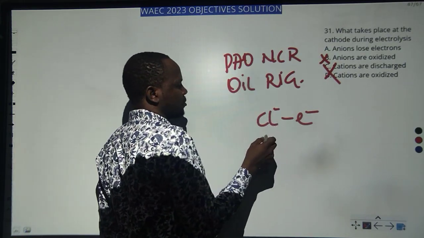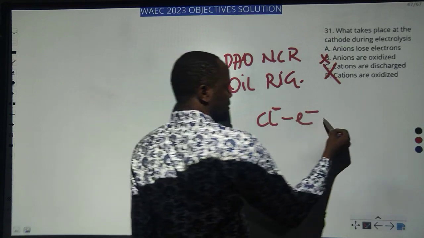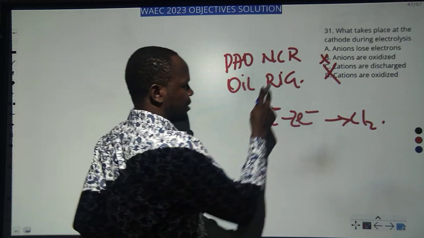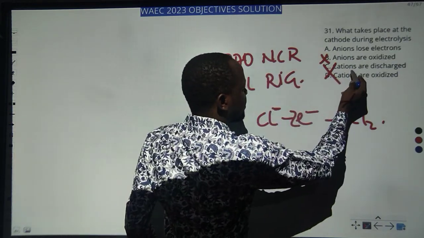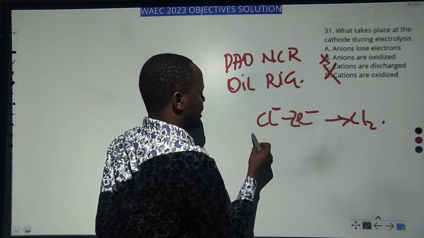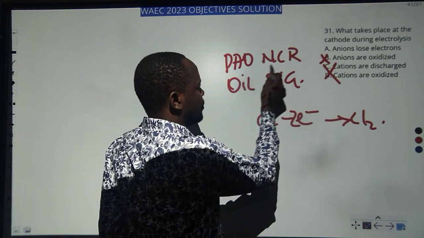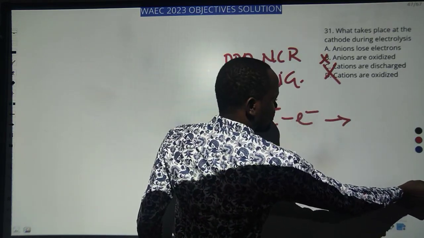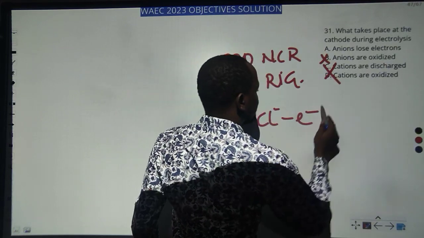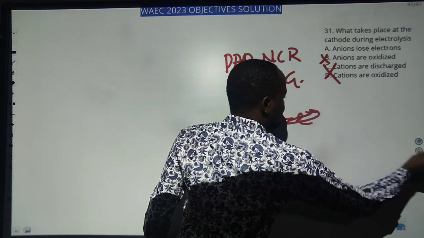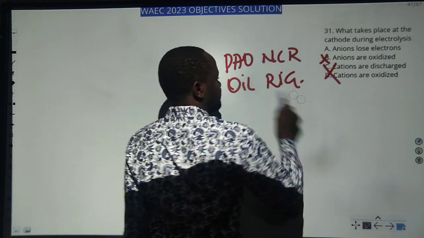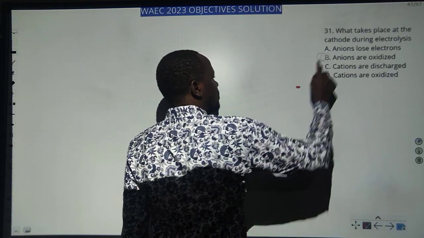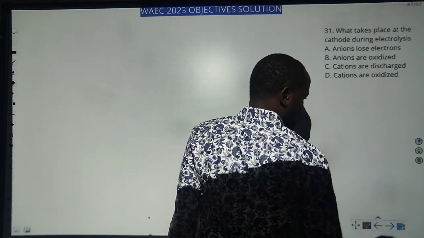So reduction takes place at the cathode. I'm just trying to confirm the answer, guys. You need to be careful. This is technical. Anions migrate to the anode. Cations migrate to the cathode. So look at the mistake I made. Thank God I was aware. Cations migrate to the cathode for reduction.